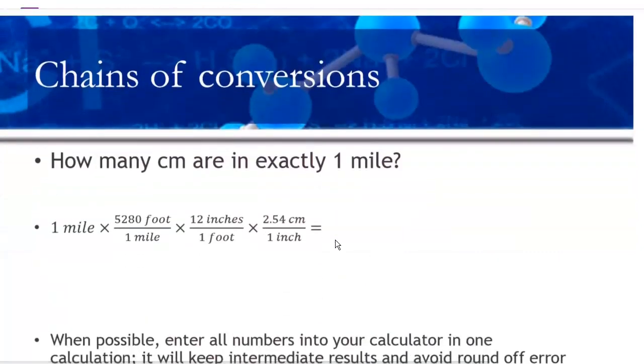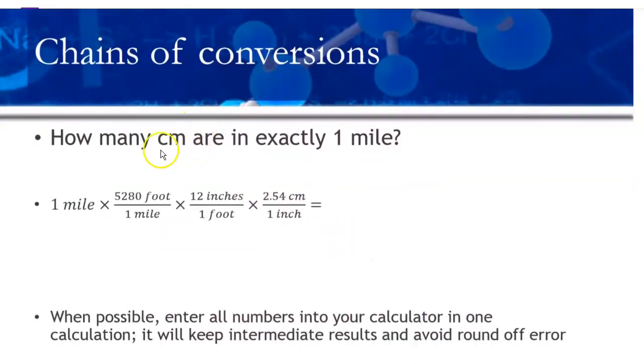Now, sometimes you have several conversions that you have to make, and I recommend when you do chains of conversions, so let's work through an example and see how to set it up first. How many centimeters are in exactly 1 mile? Well, I know 1 mile is 5,280 feet. I set it up so that the miles cancel. Let's do the cancellation here. That leaves me with feet.